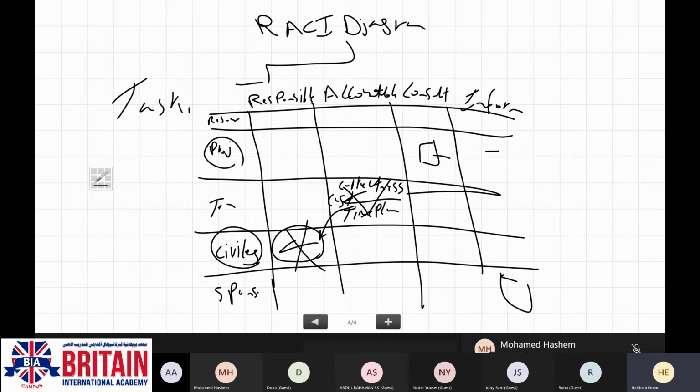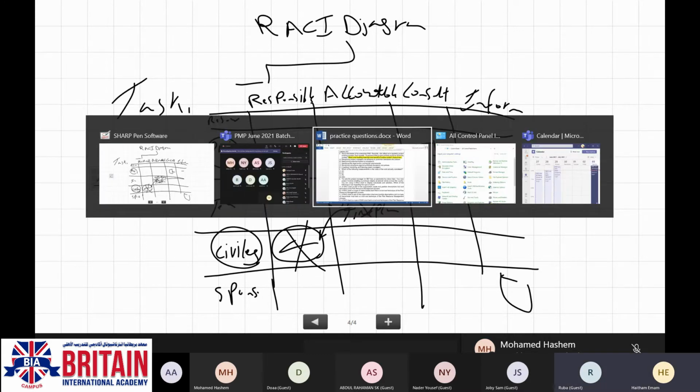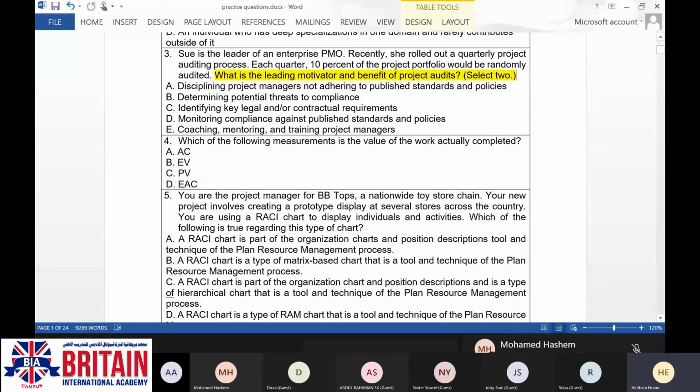So is it clear for you now, Ruba? Yes, I remember. Okay. So based on this explanation, from your point of view, which answer is the right answer? Of course, B. Yes. Why B? Because first of all, the definition mentions that it's matrix based. This is the first one. It's matrix based, and second, it is part of the resource management process. These two were the tricky ones.